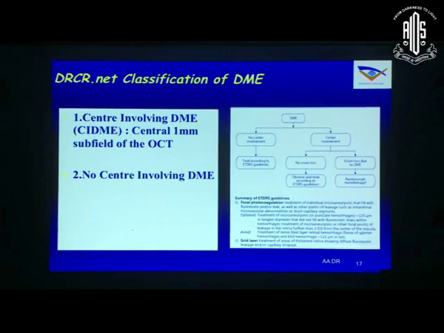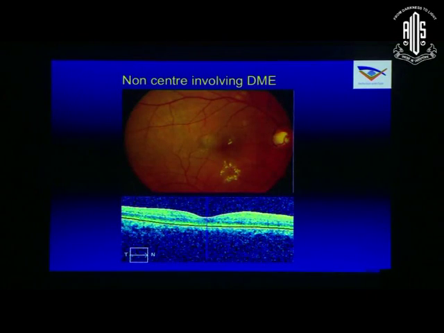However, the drcr.net has come up with a very simple classification which most of us should understand, and that is a center involving DME or a non-center involving DME. Why is this important? Because if the center is involved and the patient is symptomatic, we treat them with anti-VEGFs. If it is a non-center involving DME, you follow the ETDRS guidelines and treat them with focal laser. So this is a non-center involving DME. You can do a focal laser for the macular edema which is not involving the center, because the macula is absolutely fine, the vision is good.